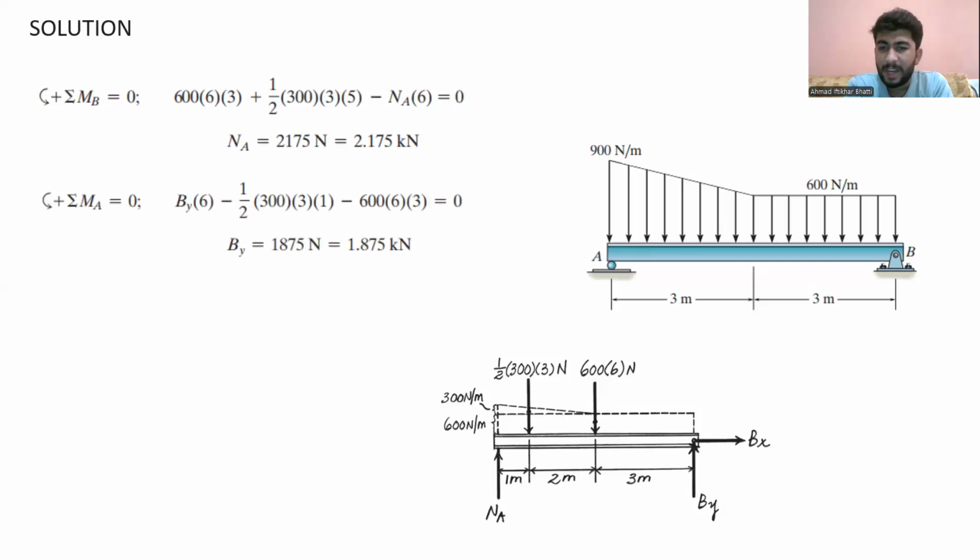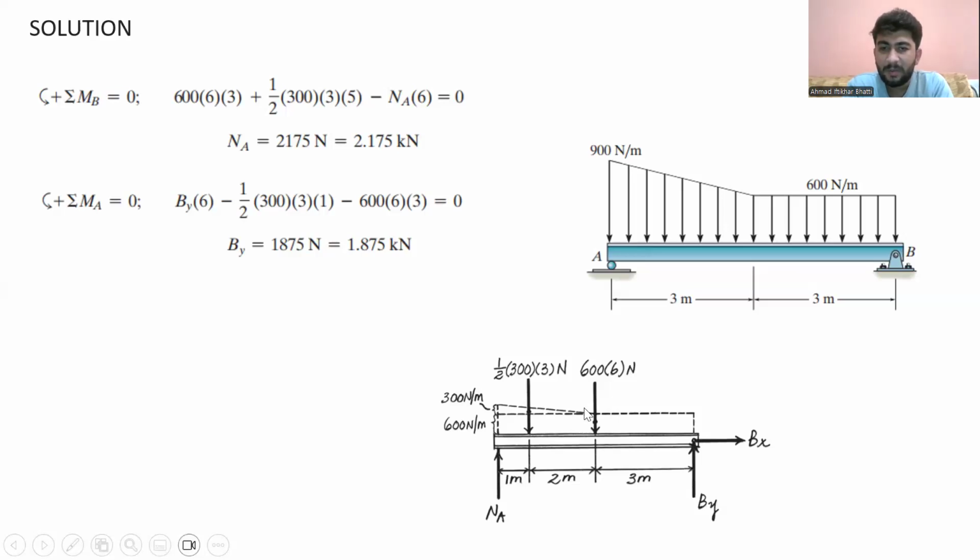And in order to find the reaction force at point B, we can apply the moment at point A to get the vertical upward reaction force at point B. We get this reaction force at point B in the vertical direction with a perpendicular distance of 6 meters. And we have the triangular load distribution with a perpendicular distance of 1 meter, and the rectangular load distribution with a perpendicular distance of 3 meters from point A.